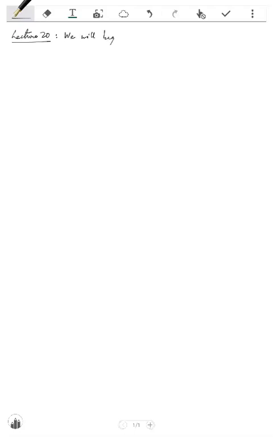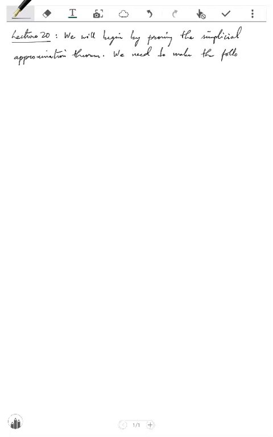We will begin by proving the simplicial approximation theorem. We need to make the following observations.